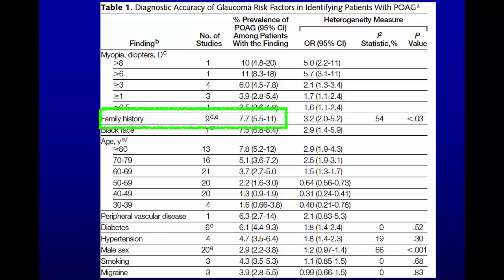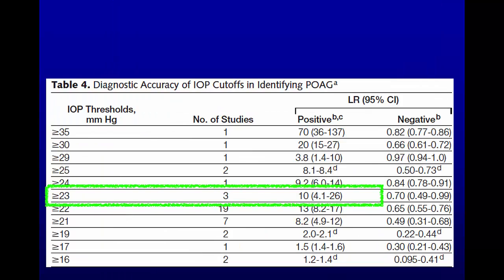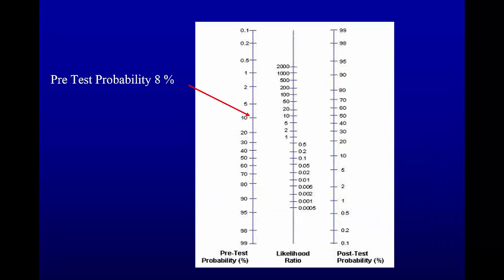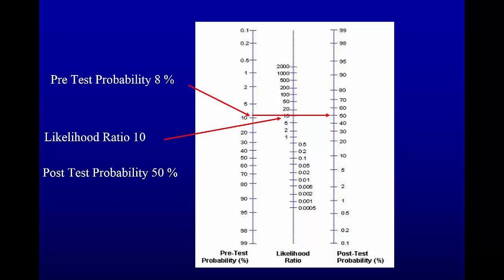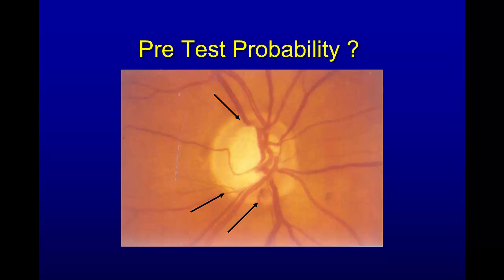So a pressure of more than 23 or equal to that has a likelihood ratio of 10. We have started with a pretest probability of about 11%. Your likelihood ratio here is 8. You're about 50% sure that this patient has glaucoma before you've looked at his disc, before you've done any tests. That's how the thing works. And if his disc looked like this, then the pretest probability changes. How does it change? That's the next bit that we're going to talk about.